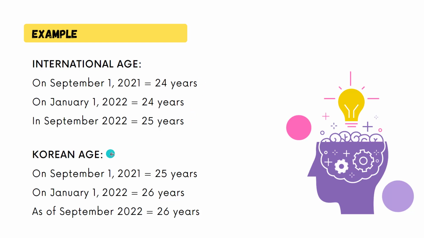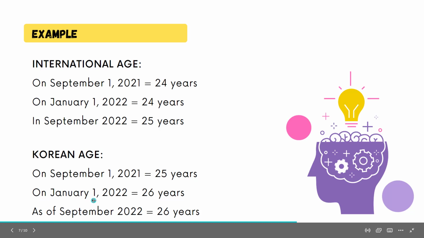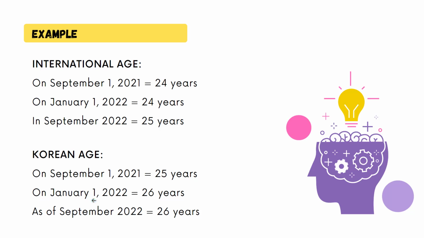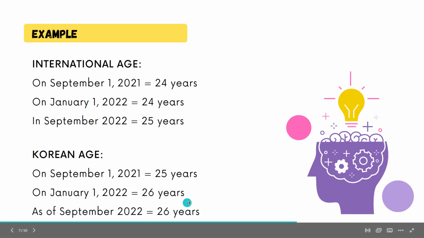But when it comes to Korean age, on September 1, 2021, you're 25 years. On January 1, according to Korean culture, you have to celebrate your birthday. Then you are officially 26 years. And when you reach September 2022, you're not going to celebrate again. Your age will be 26 years. And again on January 1, 2023, your age will be 27 years.